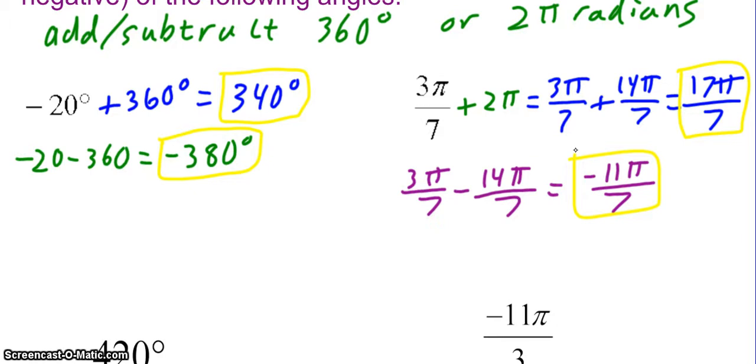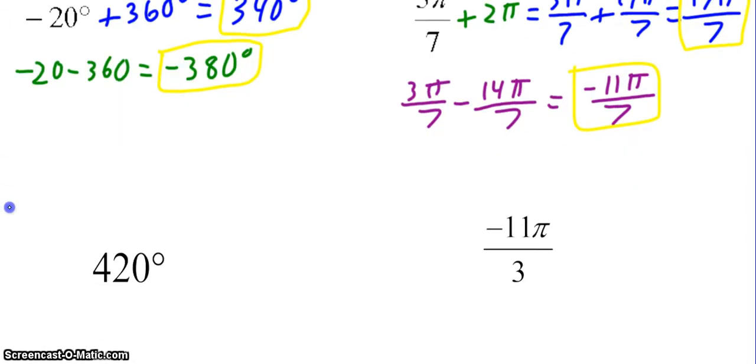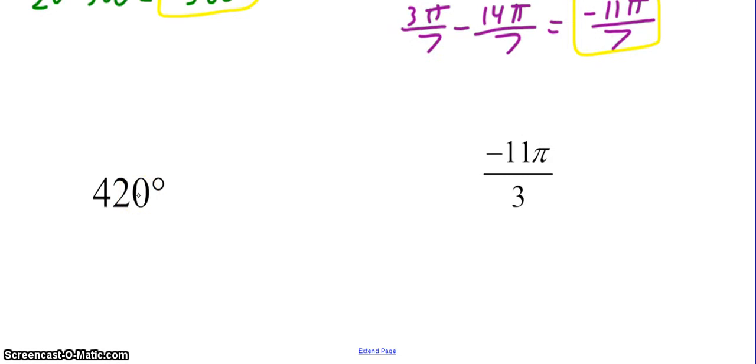So now, guess what I'm going to ask you to do? You guessed it. You are going to pause the video. You are going to find one positive and one negative coterminal angle of 420 degrees, and you are going to find one positive and one negative coterminal angle of negative 11 pi thirds. Pause the video. Go ahead and do that.